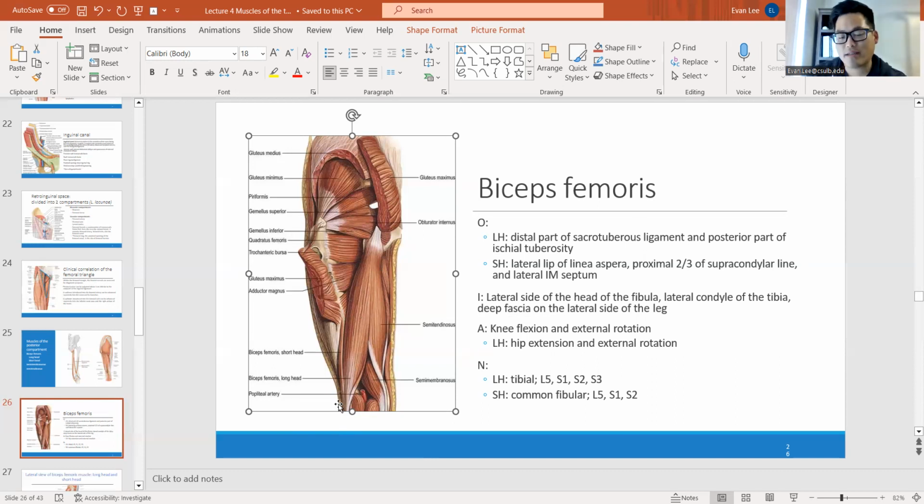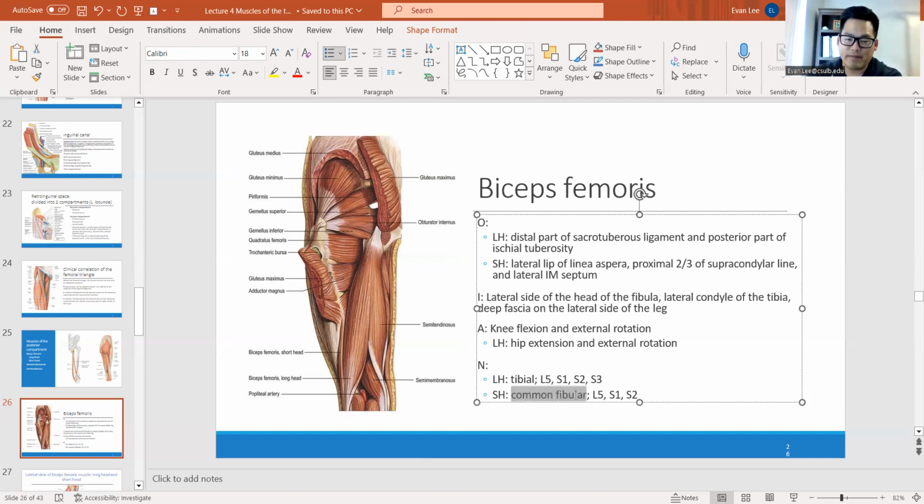So most of the muscles on the posterior compartment will be innervated by the tibial nerve, and in this case, roots L5, S1, 2, and 3. But then the short head is going to have some innervation by the common fibular nerve as well. We'll talk about the fibula, but basically it's the lateral bone of the leg. So the common fibular nerve is going to be located down here, where the short head is going to be innervated by roots L5, S1, and S2.